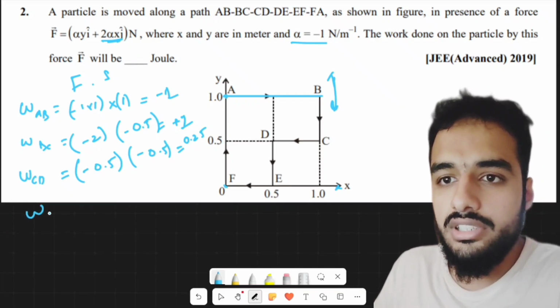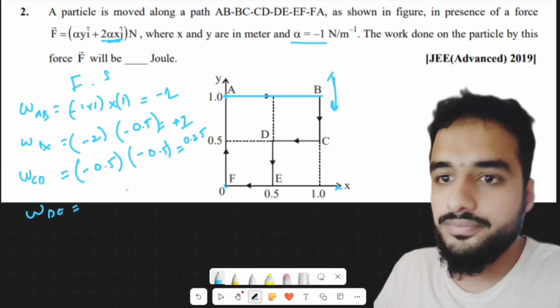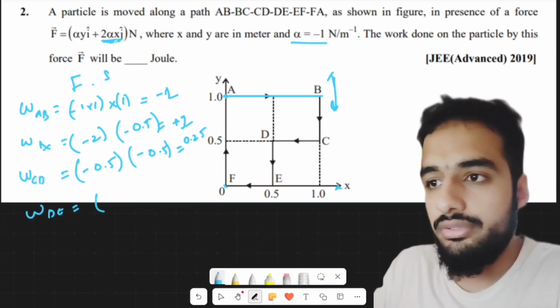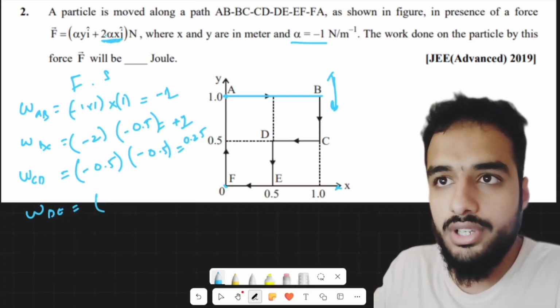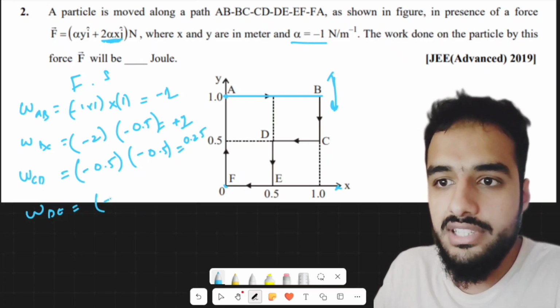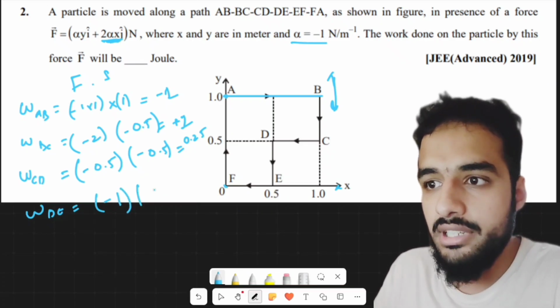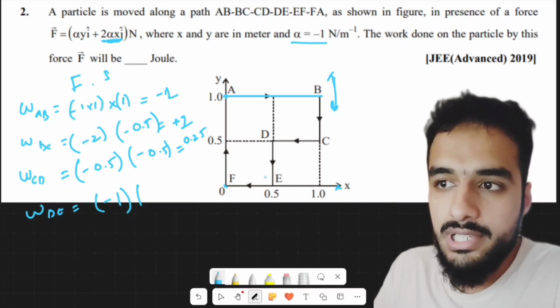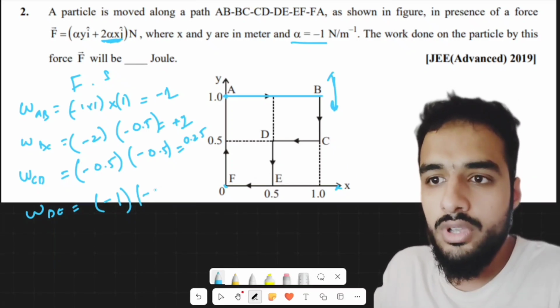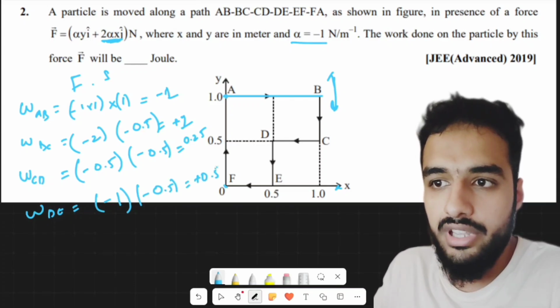What is work D to E? So work is only done by the j component of force, isn't that? Because in i, displacement is not there. So minus 2X, what is X? 0.5. So can we say this is minus 1, isn't that? What is the displacement? So again, final displacement minus initial displacement. In Y final it is 0, initially it was 0.5, so minus 0.5, so that gives us plus 0.5.